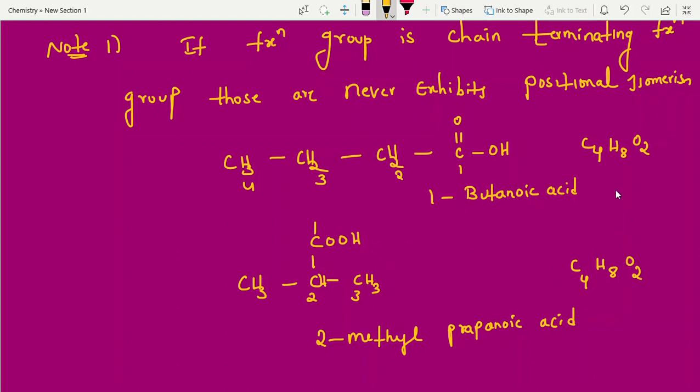With the same molecular formula, I have written 2 structures. These 2 are chain isomers. It's not positional isomers, chain isomers. Here 1, here also 1 only. 1 propanoic acid, 2-methyl 1 propanoic acid. See here the root word changes. Butanoic acid, propanoic acid. Root word change. So finally, what I am trying to say, if chain terminating functional groups are there, never shows positional isomerism. Clear? This is a mains level question. Mains and NEET is perfect.